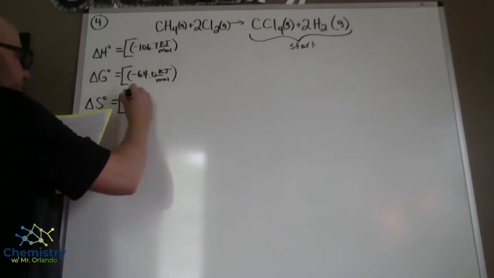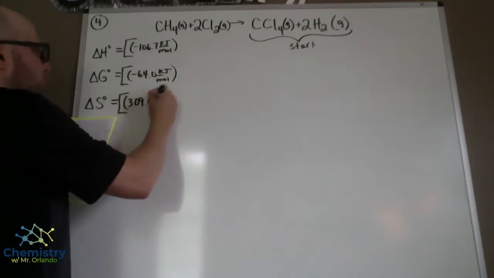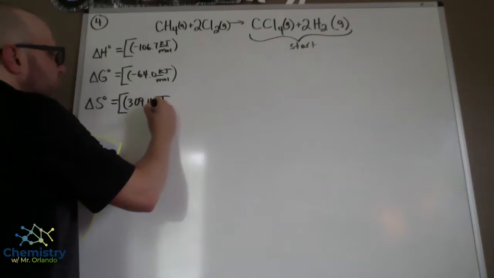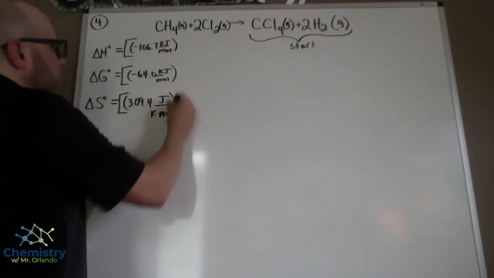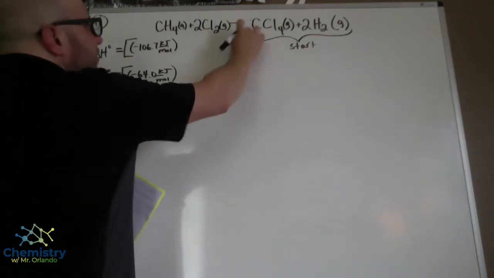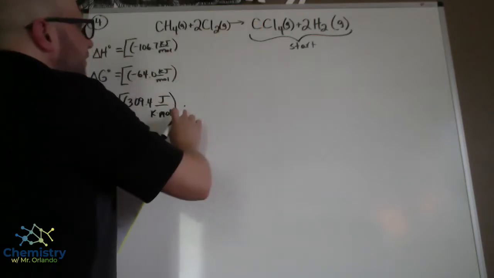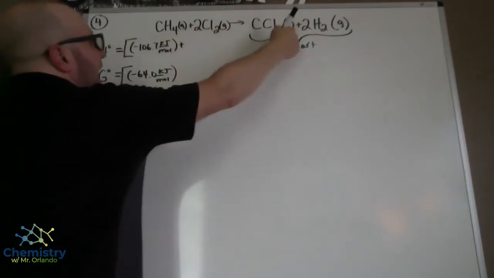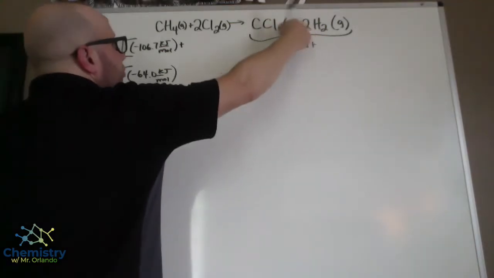and 309.4. Notice this unit is different, joules per Kelvin mole. In all cases, I have a coefficient of 1, so I don't have to do anything there. So now I'm going to add, it's on the same side, you add the 2 together.